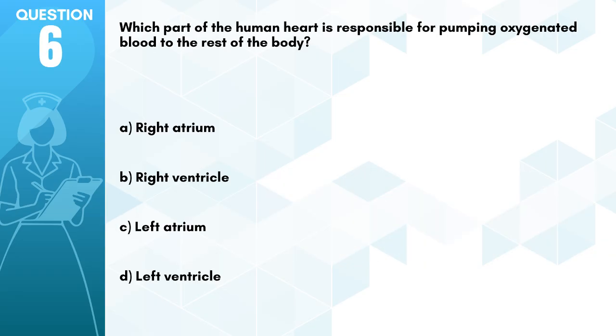Question 6. Which part of the human heart is responsible for pumping oxygenated blood to the rest of the body? A. Right atrium, B. Right ventricle, C. Left atrium, D. Left ventricle.